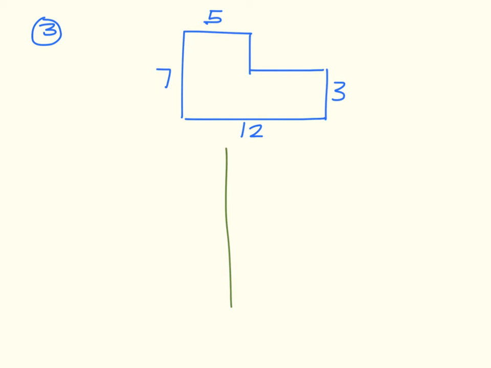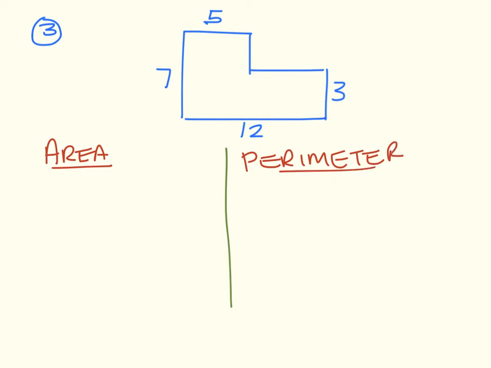Question 3, please be aware that we're asked to find the area and the perimeter. So there's 2 questions here. Don't forget to do both parts. Okay, here's our shape. We know this side here is 5, this side here is 7, this side here is 12, and this side here is 3. What we don't know are these 2 missing sides. So our first task is to find them. So work out what this side is and work out what this side is.